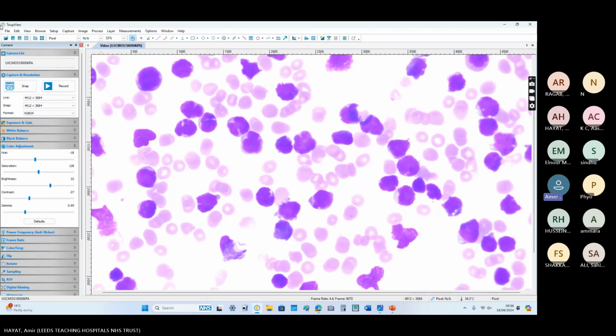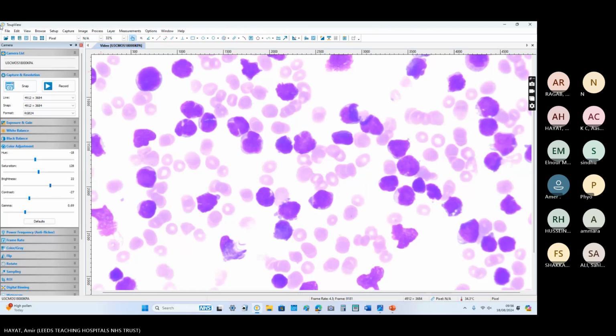So you would say this blood film shows leukocytosis. The white cells have a high N:C ratio. Some of them have prominent nucleoli with agranular cytoplasm. The platelet count is low, no platelet clump seen.